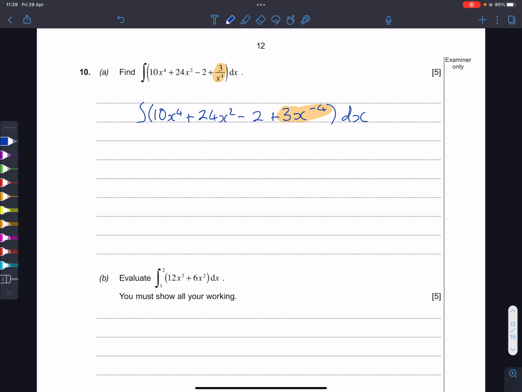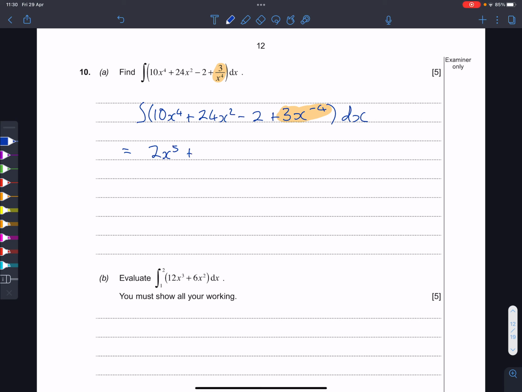Then I can just integrate. So this is going to be equal to, my 10x to the 4 is going to become 10 times the integral of x to the 4, which is going to be a fifth of x to the 5. Well, 10 times a fifth is 2. Okay, so I got 2x to the 5.